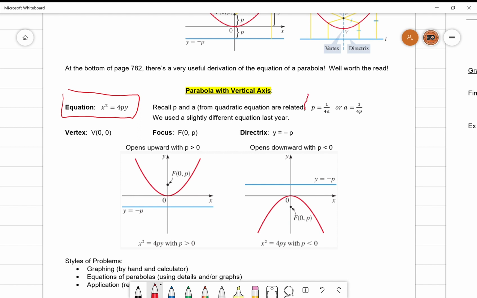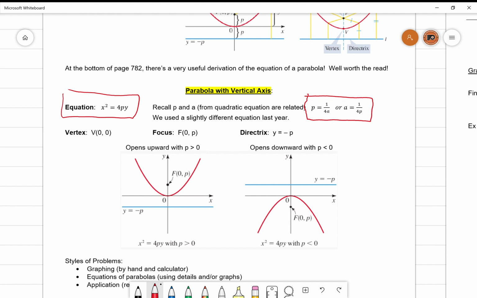Some reminders. There was a letter A because we used the 1A, 3A technique to graph. Well, we're going to still use that same technique. Remember, A is equal to 1 over 4p, or p is equal to 1 over 4A. We're going to need both of them depending on what we're finding.